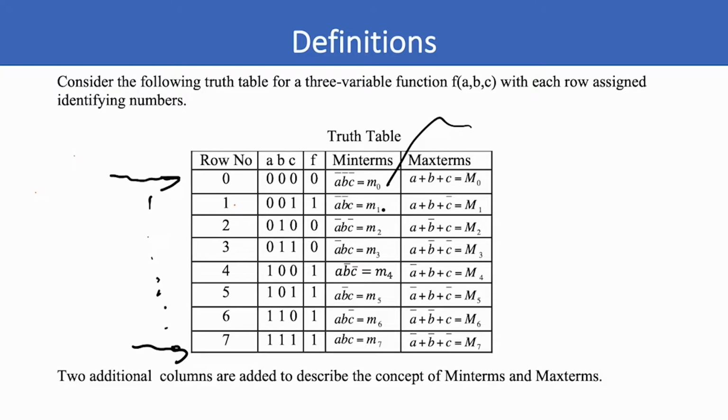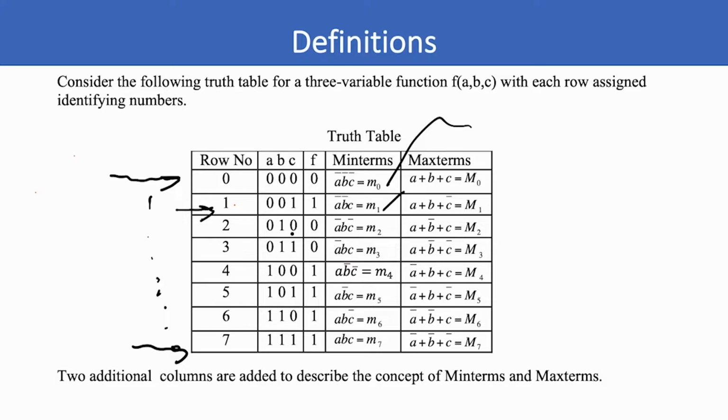Okay, let's go to the first row. First row, we've got M1 lines up with row 1, and what is the value of A, B, and C in row 1? A is a 0, B is a 0, and C is a 1. So the min term associated with row 1, we make it a bar, we complement it if it's a 0, and we don't complement it if it's not a 0. So we got 0, 0, 1, so we have A bar, B bar, C. So M1 is A bar, B bar, C.